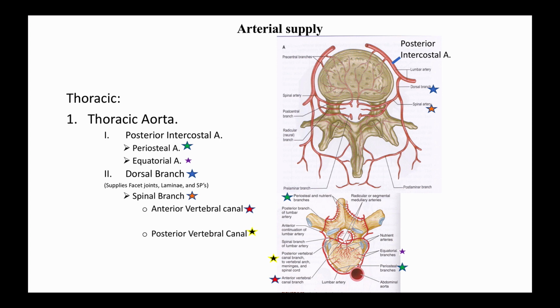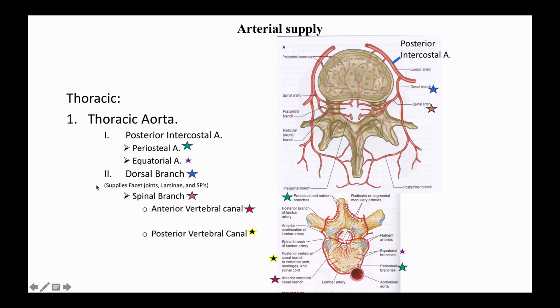Now we're in the thoracic region, so we're actually going to be coming off of the heart with our ascending aorta. We're going to travel through the aortic loop and down now into the descending aorta. After the descending aorta gets further down into the spine, then it becomes the thoracic aorta. The thoracic aorta is going to give off two branches. You're going to have the posterior intercostal artery, that's one, and then you're going to have the dorsal branch, and that's two. Now the dorsal branch is going to be supplying the facet joints, the lamina, and the spinous processes.